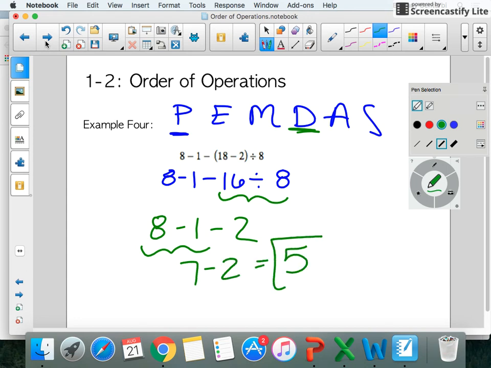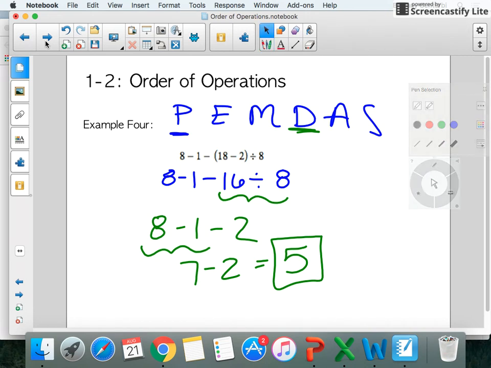So the biggest thing with these is you have to make sure you write out PEMDAS, understand what it means, and you've got to remember that when you do multiplication and division, it's whatever comes first, left to right, and same thing with addition and subtraction, whatever comes first, left to right.